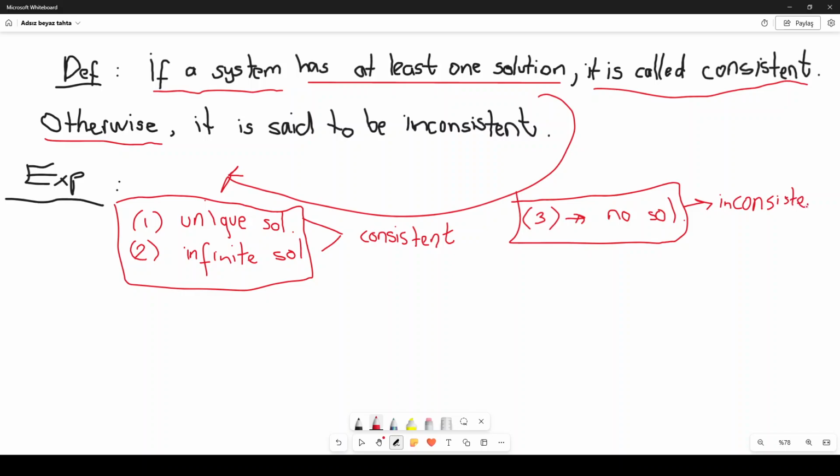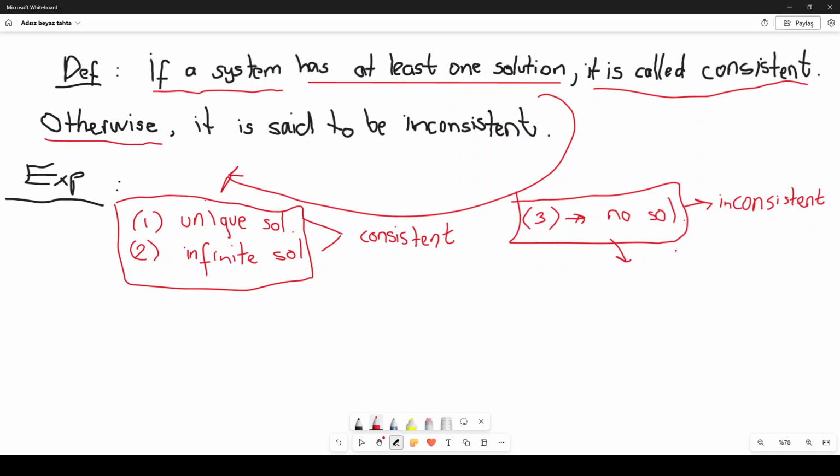So let's recap so far. If you want to show that a system is consistent, then we need to prove that the system has either a unique solution or an infinite number of solutions. Whereas if you want to show that a system is inconsistent, then we should show that this system has no solution. In other words, the solution set is the empty set. Said the other way around, there is no tuple that satisfies both equations at the same time, since the solution set is empty.